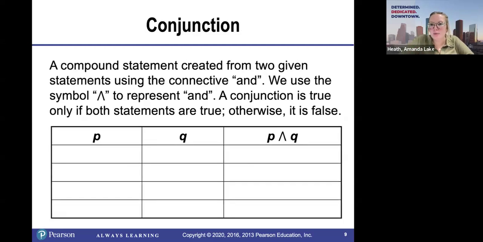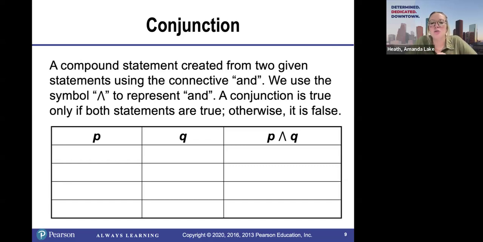So we can use truth tables to understand different types of statements. So there's a conjunction statement. A conjunction statement is a compound statement created from two given statements and the connective and. So we use this symbol that's like an upside down V to represent and. I always remember it because if I were to write the letter A for and, I would start with that kind of symbol. And then if I wrote and, I would make the bar across. But that upside down V represents and.